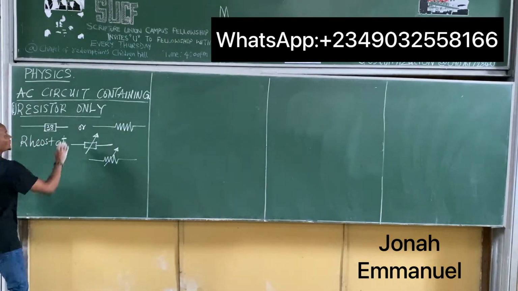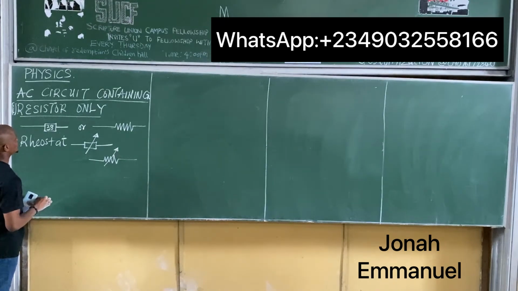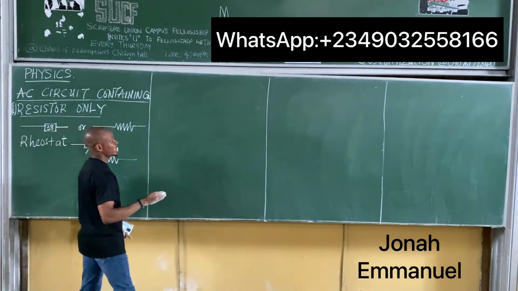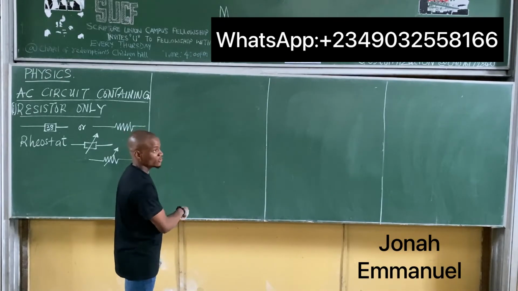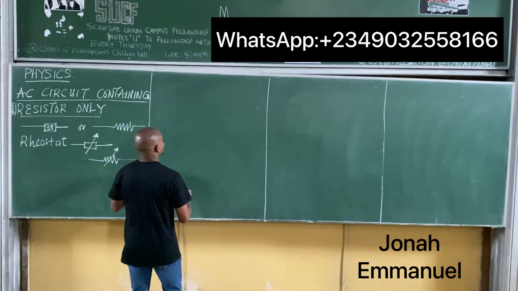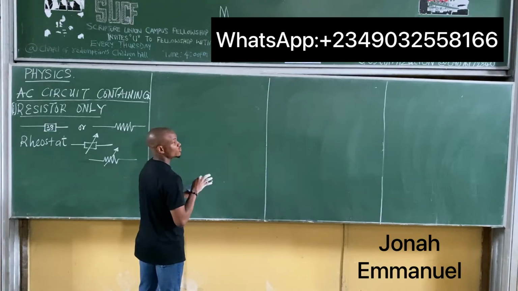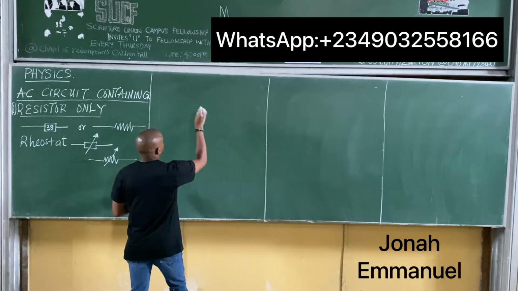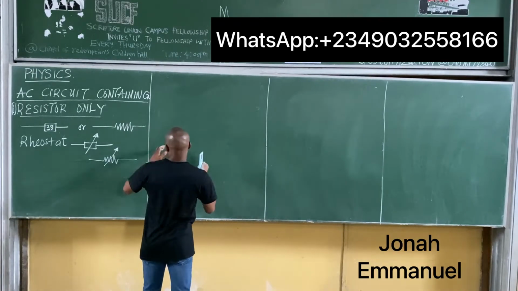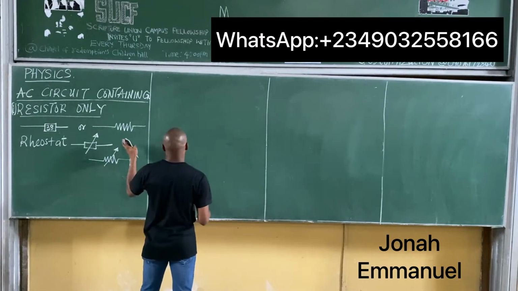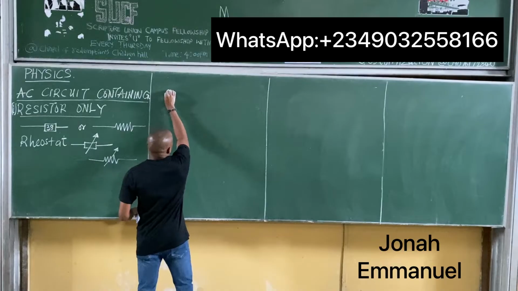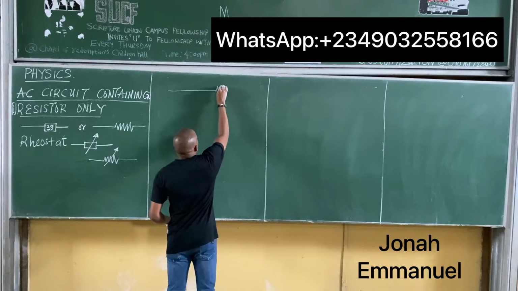For this one here, when we say circuit containing resistor only, your circuit is this. Look at the way I'm sketching this one here. This is how you draw your AC circuit with resistor only. Depending on if you want to pick this or this, for this case, I'm choosing this one here. So it becomes this one here.